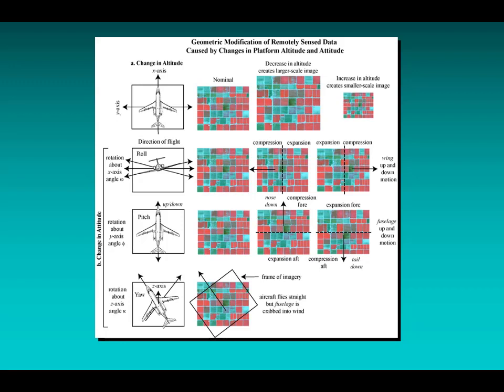And keep in mind that remote sensing images are often going to be distorted due to some combination of changes in altitude and attitude, roll, pitch, and yaw. So often, yes, in some cases it may just be one of these errors that we're seeing, but often throughout a flight line we're going to see some combination of potentially all of these types of errors.